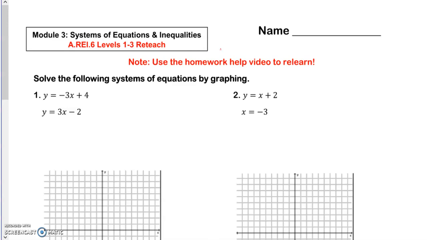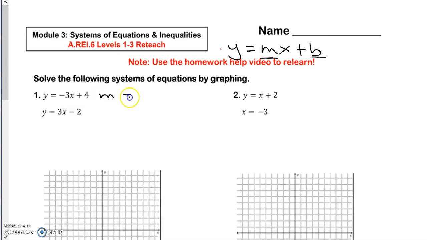Okay, today we're doing Module 3, Systems of Equations and Inequalities. Our REI.6 levels 1 through 3 reteach. Just as a quick reminder, when we graph, we always want to make sure it's in slope-intercept form, where y is by itself. We need to remember that m stands for slope and b stands for the y-intercept.